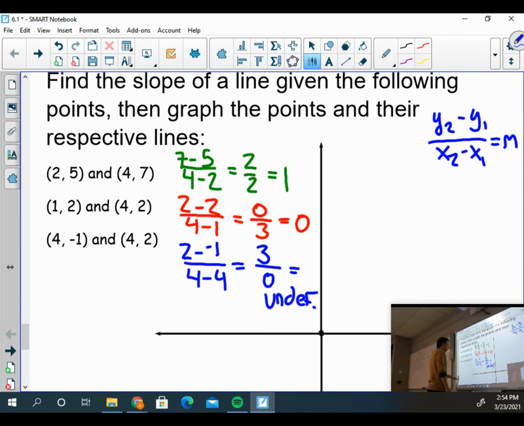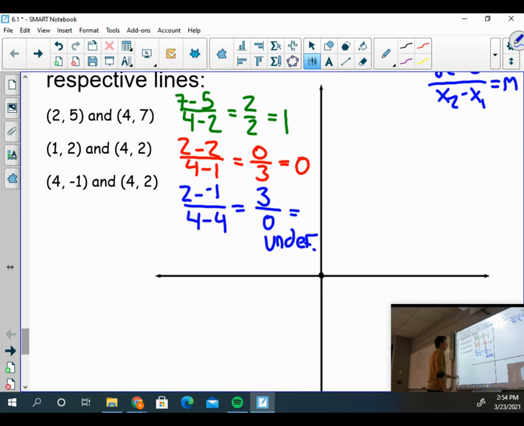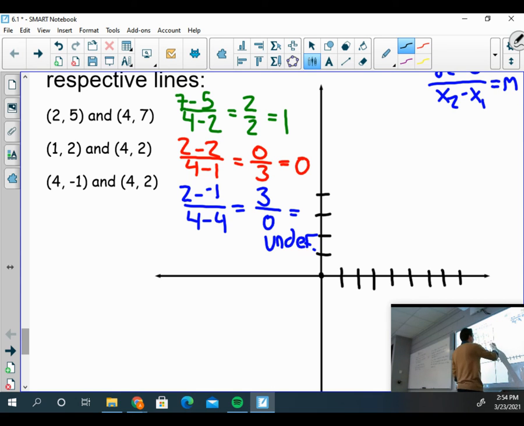So let's have a look at what these look like graphically. Now that we found the slope for each one, we start out by making a scale. I think it makes the most sense to go up and over by ones. Again, that will change depending on the context of your problem, but in this case, that's what I would recommend.